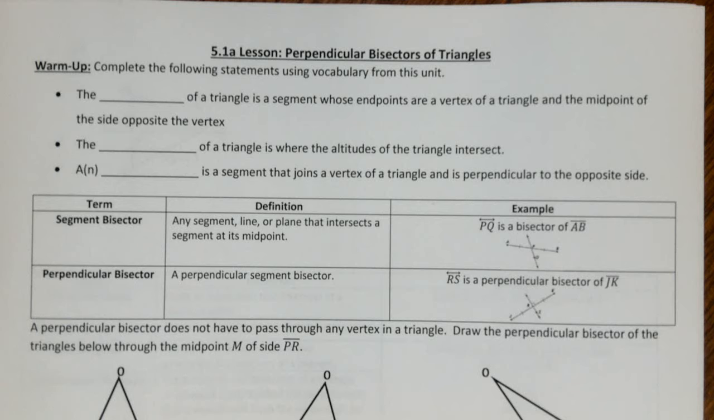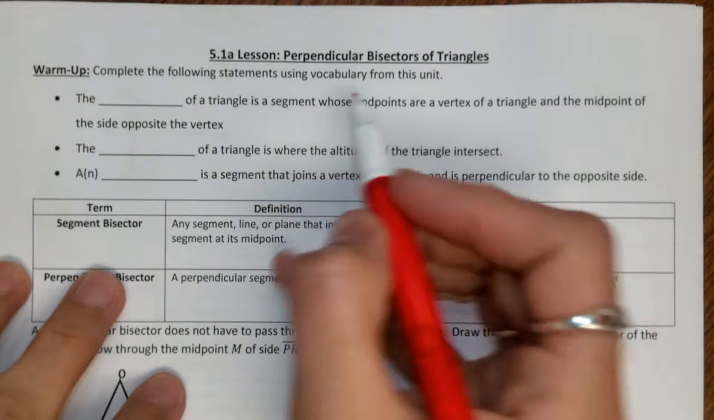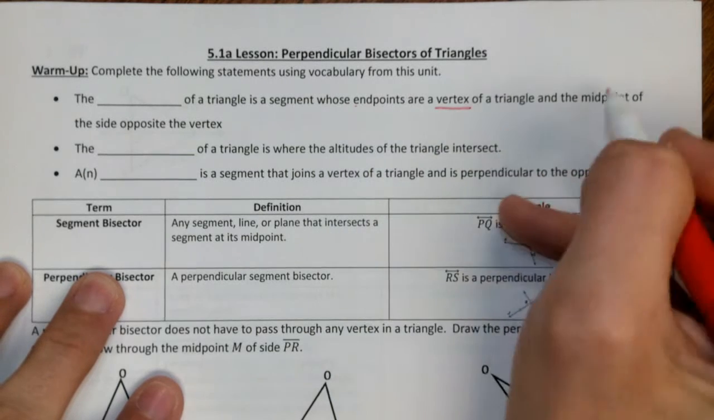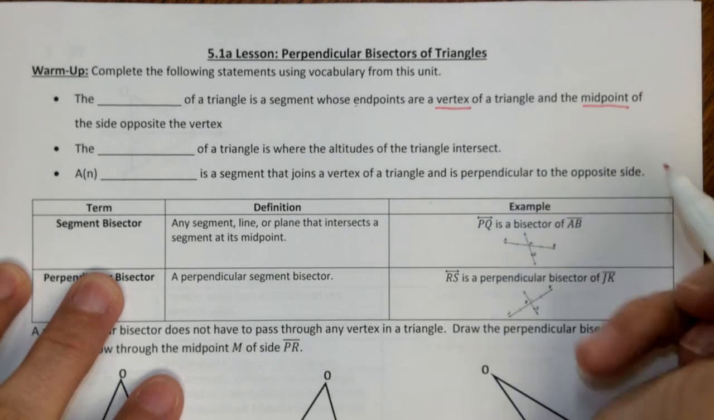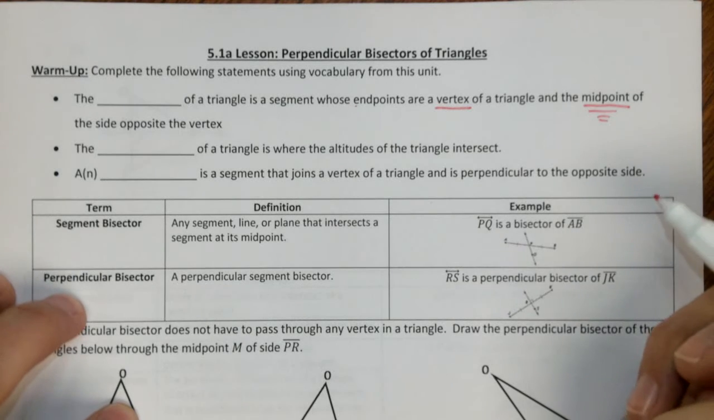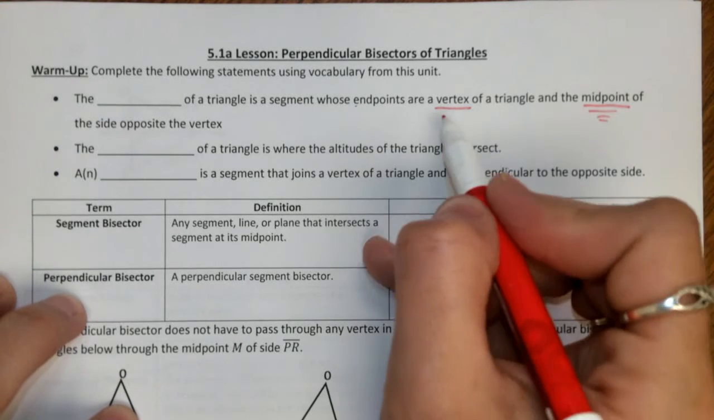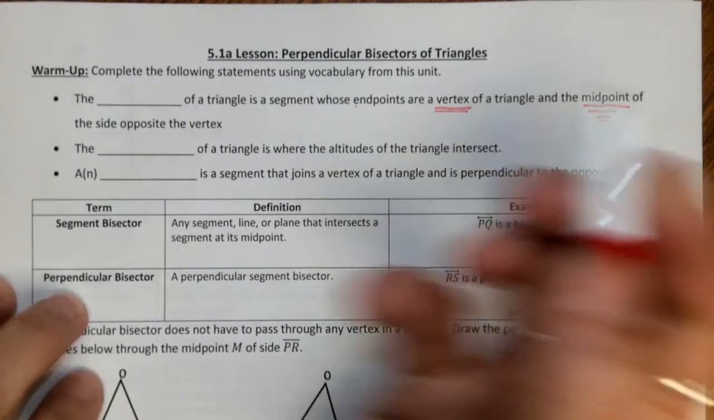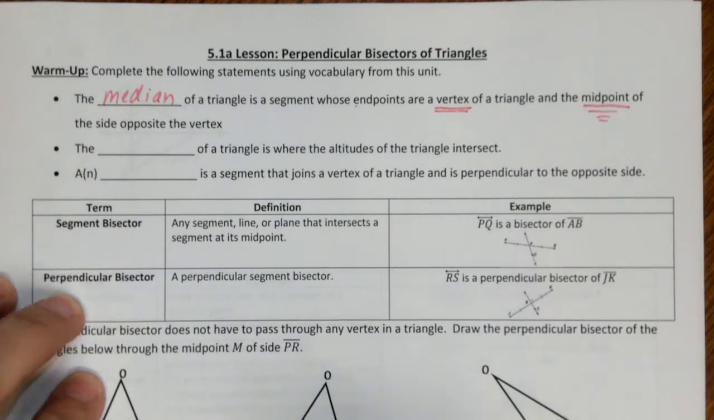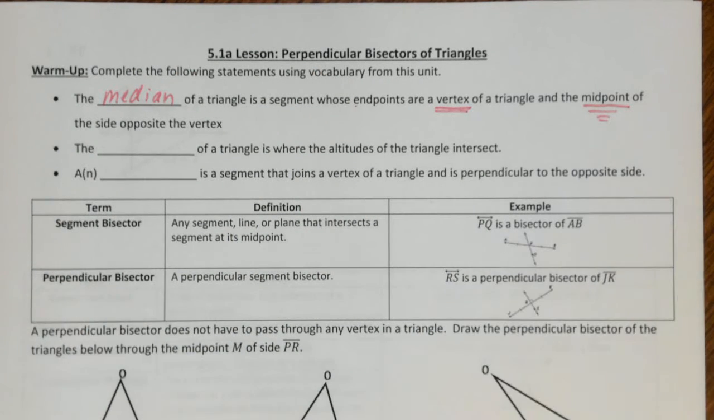So the first one here, we're looking at something that is part of a triangle, a segment whose endpoints are at a vertex and the midpoint of the opposite side. And that midpoint helps us realize, okay, midpoint, there's two that we deal with, but since we have to come out of that vertex, we're looking at our median. Our median, one endpoint is at the vertex, the other one is at the midpoint of the opposite side.